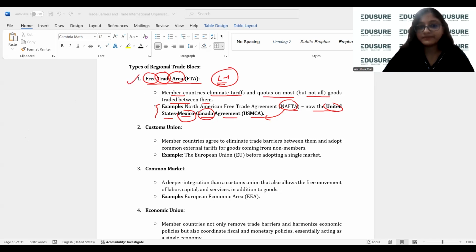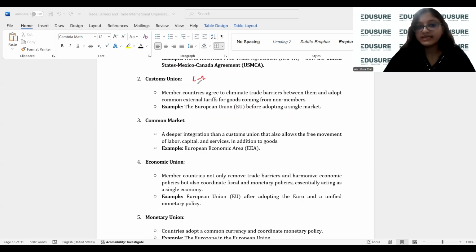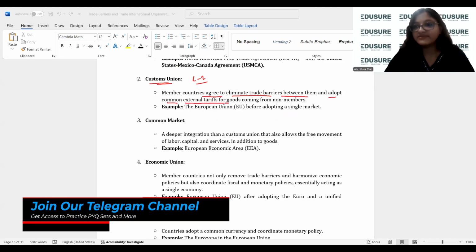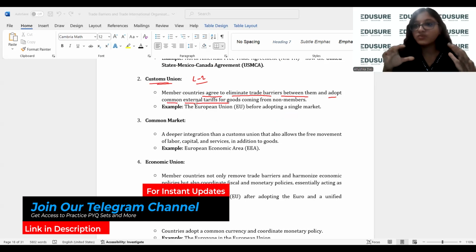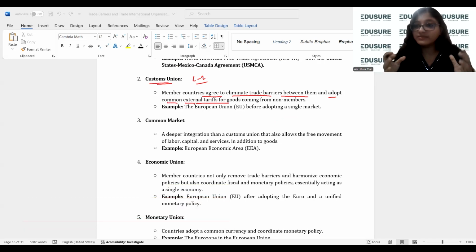Now come to the second level. Level 2 integration is the customs union. A customs union means member countries agree to eliminate all the trade barriers and adopt a common external tariff. As I was telling you, they will set a common external tariff. External barriers will also be generalized: a common external tariff for goods coming from the non-member countries.